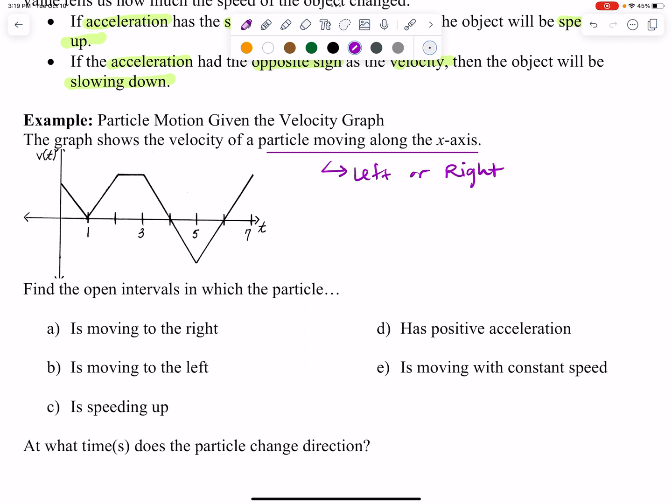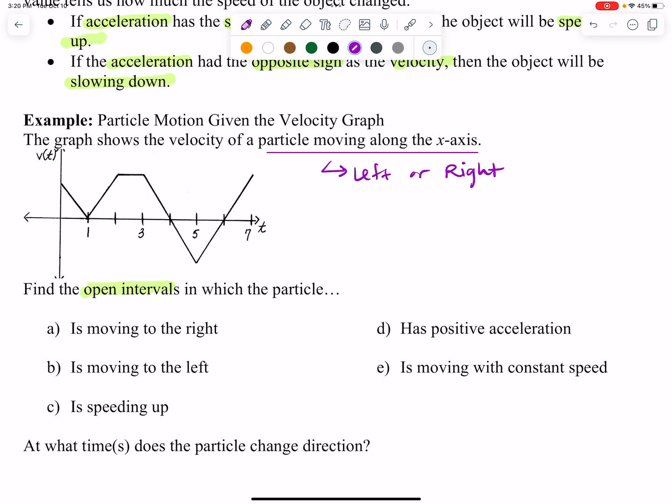Notice that the directions say to find the open intervals on which the particle is doing these different things. So all of my answers are going to be open intervals, using parentheses, not including any of the endpoints. You want to make sure that you're looking at the wording of the question, because if it wasn't specified to find an open interval, you could end up with a half open interval, or potentially for a different problem, a closed interval.